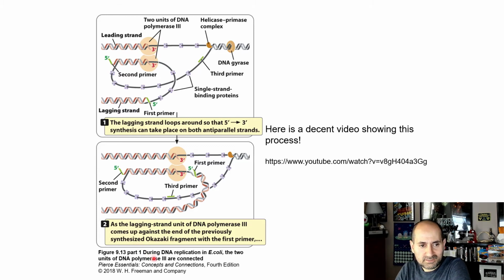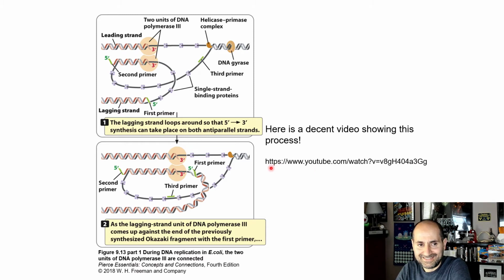So in this image, you're going to see how DNA is actually copied when you've got the leading and the lagging strands. During DNA replication in E. coli, the two units of DNA polymerase III are connected. They're actually kind of connected. And this is a nice video here.